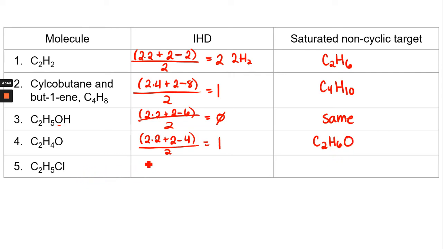And then lastly, for number 5, we would say 2 times 2 plus 2 minus 6. Remember, the halogen is added as a hydrogen. Divided by 2 equals 0. So again, this would be the same.